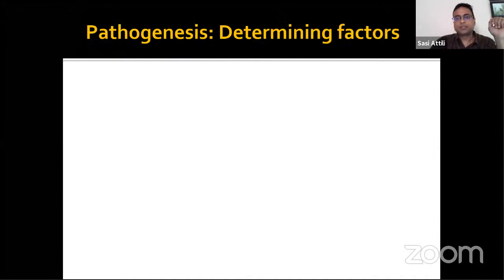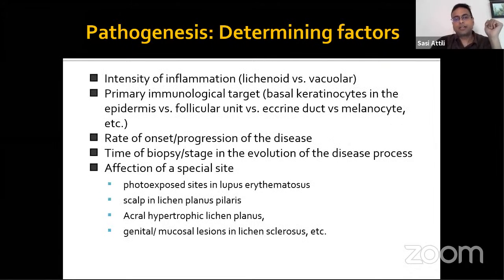So what are the determining factors of these changes? The determining factors are, 1, the intensity of the inflammation, whether it's lichenoid or vacuolar inflammation. The primary immunological targets: it can be the basal keratinocyte in the epidermis, the keratinocyte in the follicular unit, like in lichen planopilaris, the eccrine duct, like in lichen planopilaris, or the melanocyte, as in vitiligo. So the primary immunological target determines the pathogenesis.